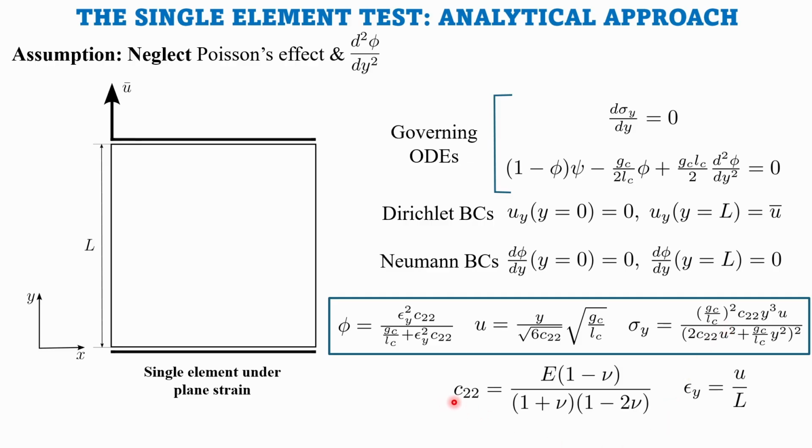So C22 has its standard expression in terms of the Young's modulus and the Poisson's ratio, and epsilon y, as I said, is u by L in one dimension. Or rather, epsilon y will be u bar by L at y equals L.